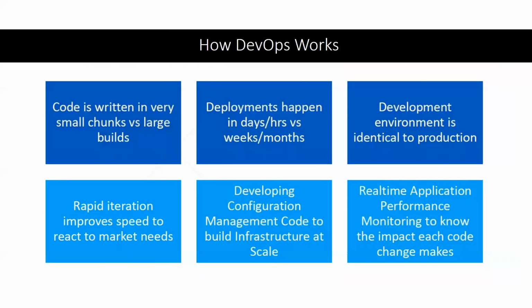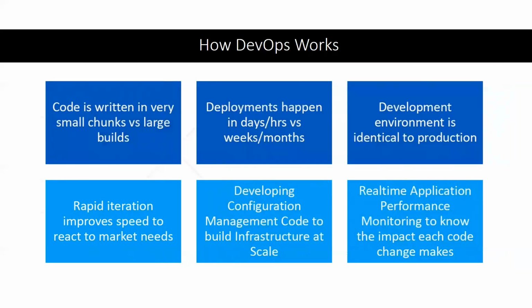So deployment is not in months or weeks. It is mostly in days or hours. So our production movement is very fast as compared to the agile or waterfall model. The development environment, whatever we build, is very similar to the production environment. Rapid iteration improves the speed to react to market needs.